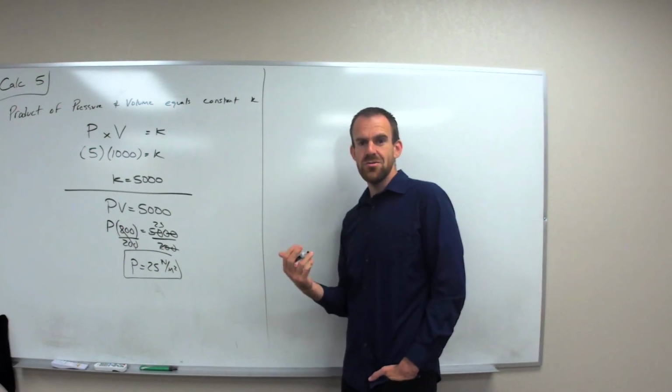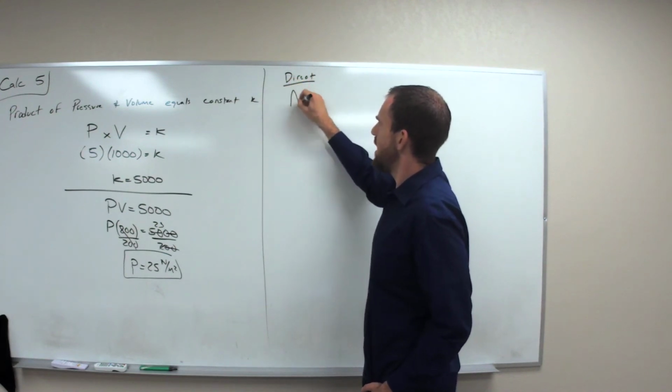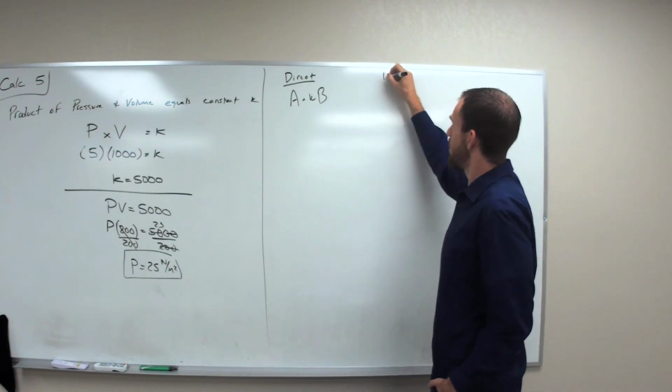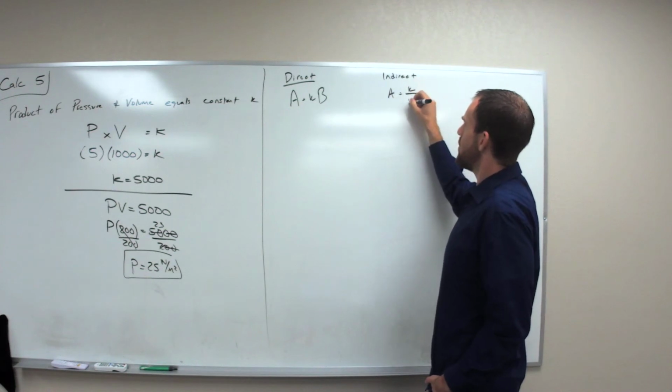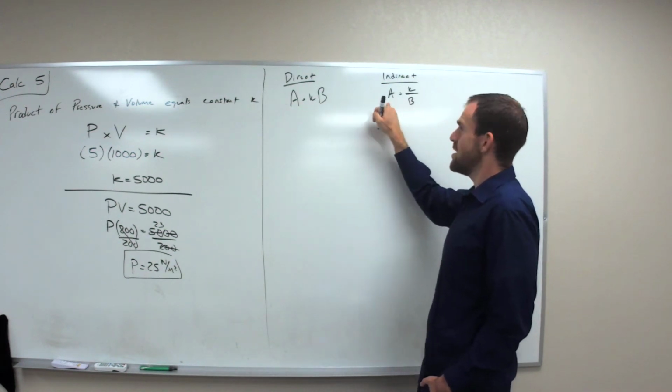So how would I write direct variation? Well, just as a recap, direct, we write A equals K times B. And indirect, A is K over B. As B goes up, A goes up. As B goes up, A goes down.